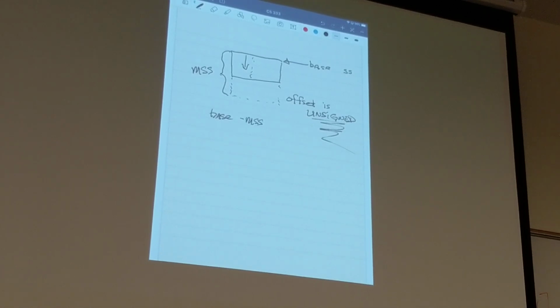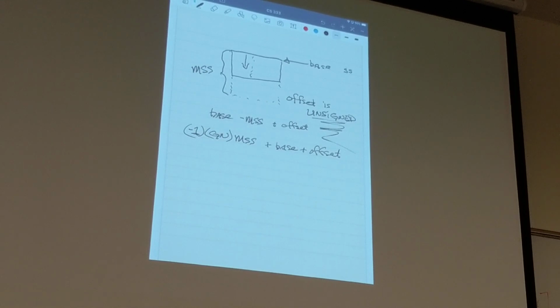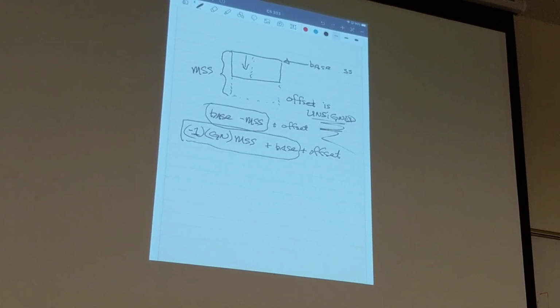And this is what the book says to do. Just memorize this. Okay? Instead, I say, let's do minus 1 times gross negative times MSS all the time, and then add base plus offset. Okay? If it grows positive, this falls away. But if it grows negative, this gives us this, doesn't it?